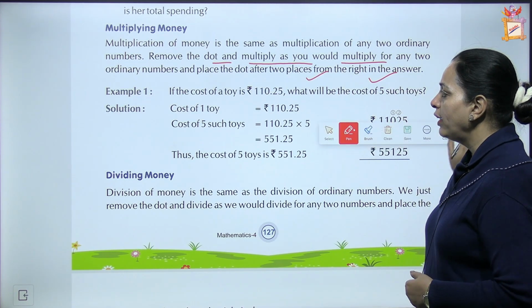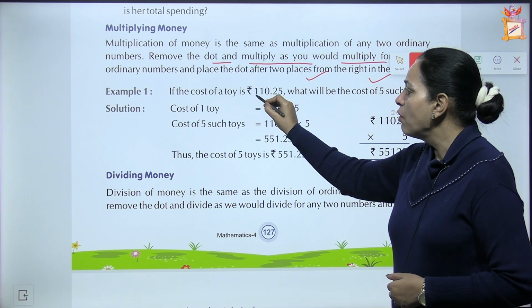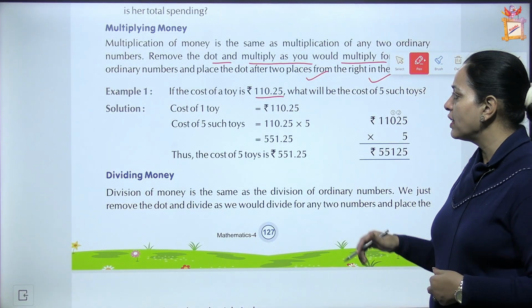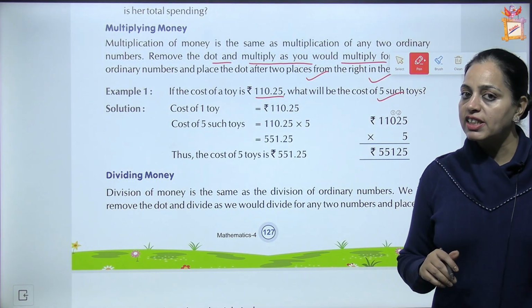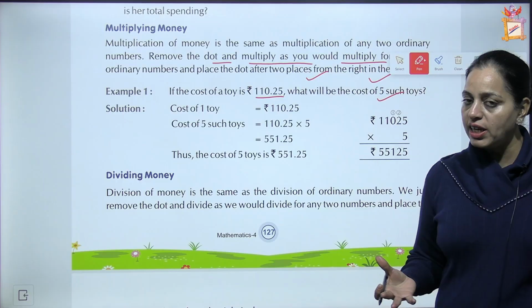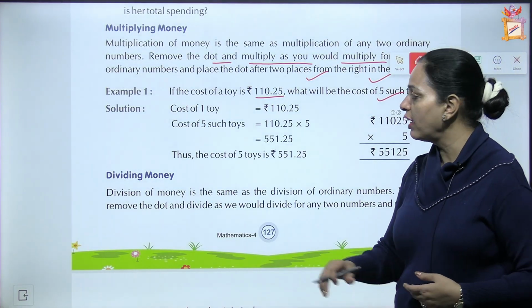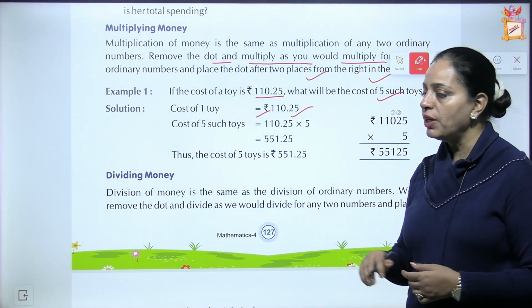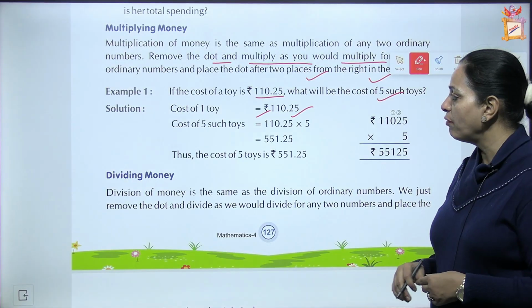See example 1. If the cost of a toy is rupees 110 and 25 paise, what will be the cost of 5 such toys? The cost will be more, so for more we will multiply. Cost of 1 toy rupees 110 and 25 paise.